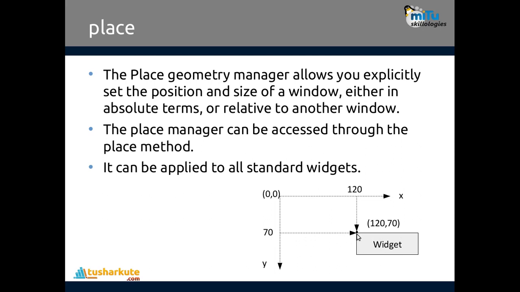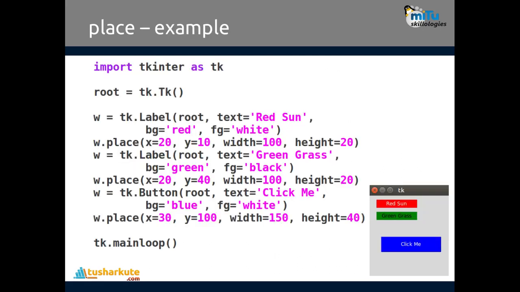Here I have 120 pixels from the x side, and on this side I am having 70 pixels from the y side, and from this position onward this widget will be visible like a button. So I can manually specify at what position over the screen you have to place this window. That's why it's called the place geometry manager. Let's see how place is used.